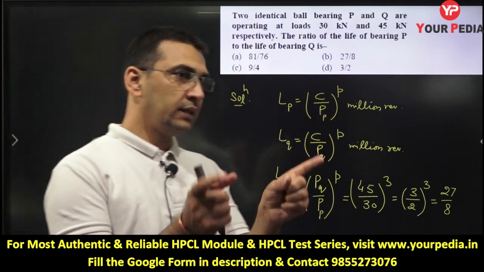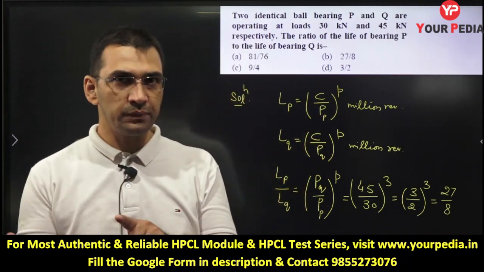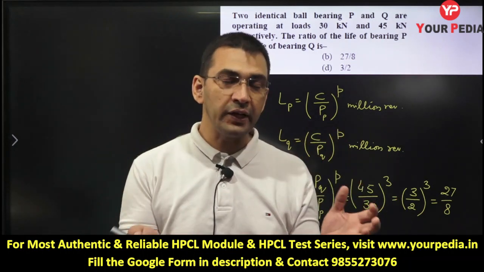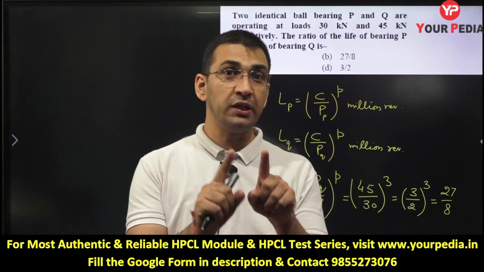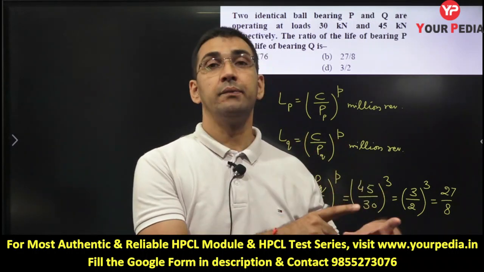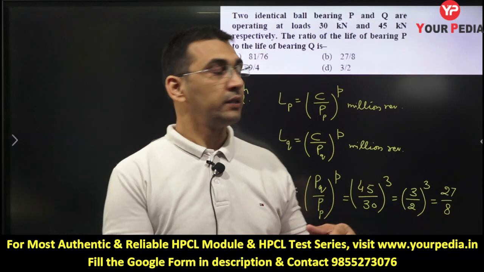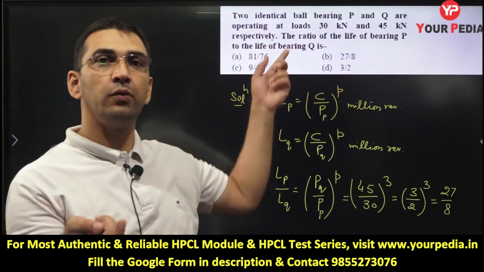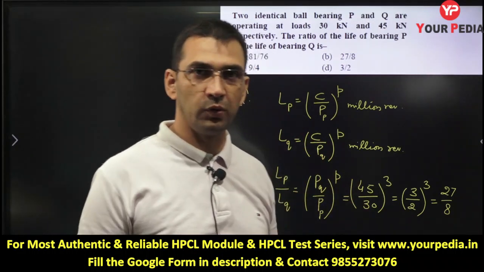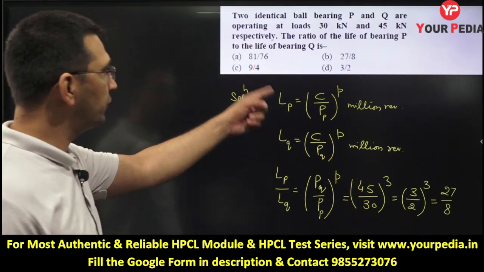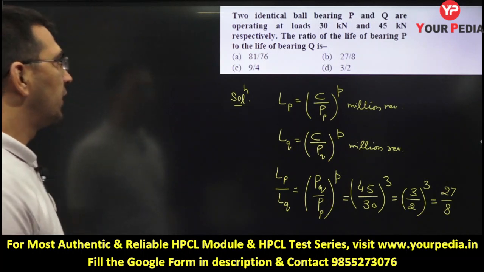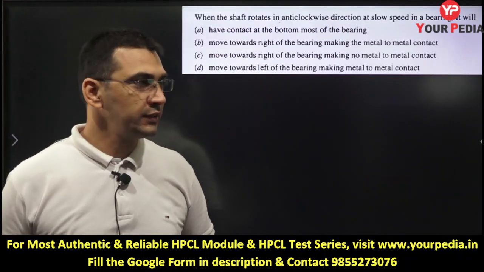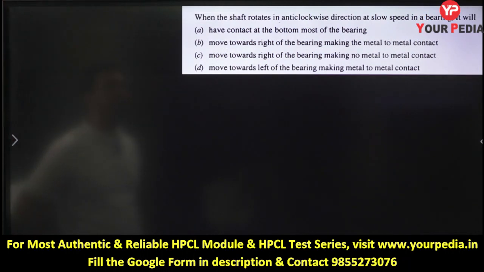So either the same bearing subjected to different loads, in that case also the dynamic load carrying capacity is the same. And when you have different bearings, but keep in mind we say identical bearings, if they are apparently identical, then in that case the dynamic load carrying capacity of both bearings will be the same. If that is the same, C is going to remain the same, and then you can get it done very easily. So here is the next question for you.